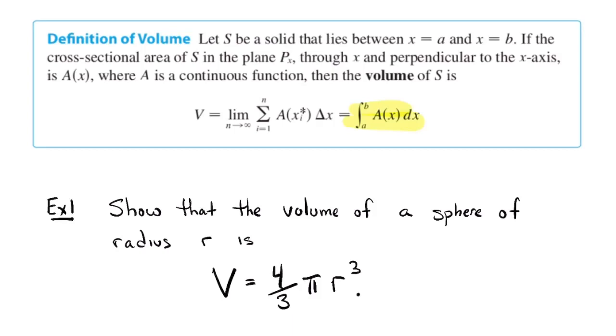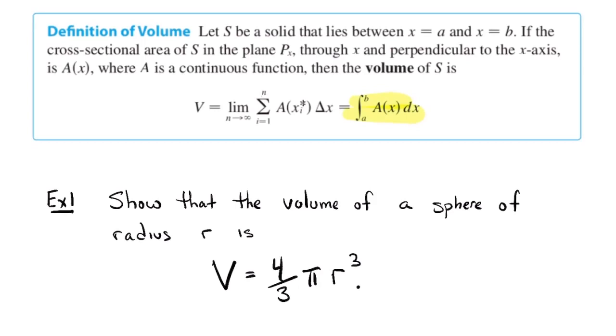Okay, now let's look at an example. Let's use these ideas to show that the volume of a sphere with radius r is given by this, maybe it's a familiar formula to you, 4/3 pi r cubed. Okay, how are we going to use this?